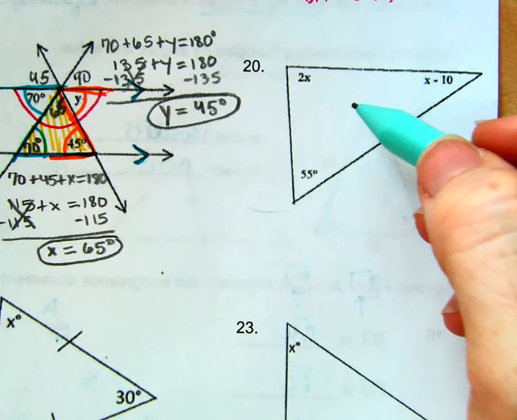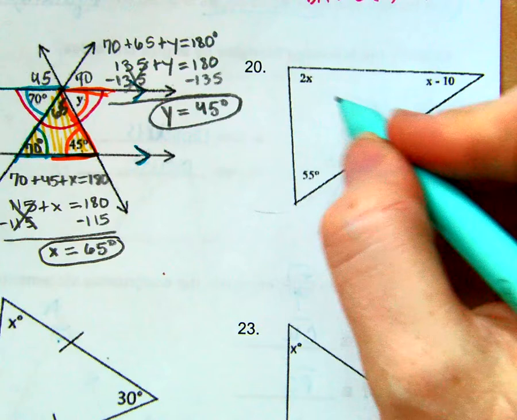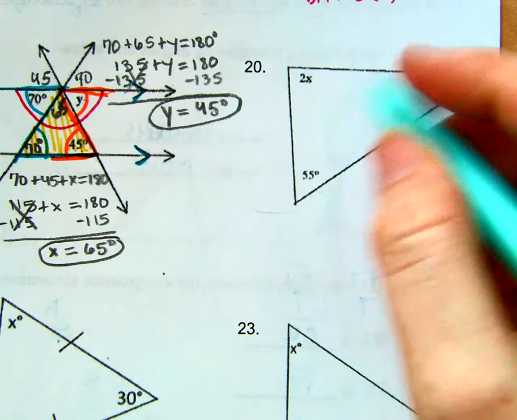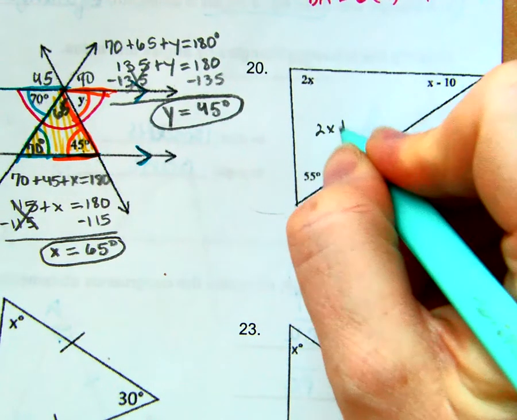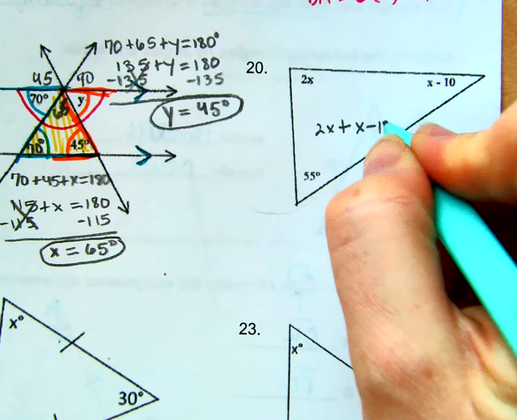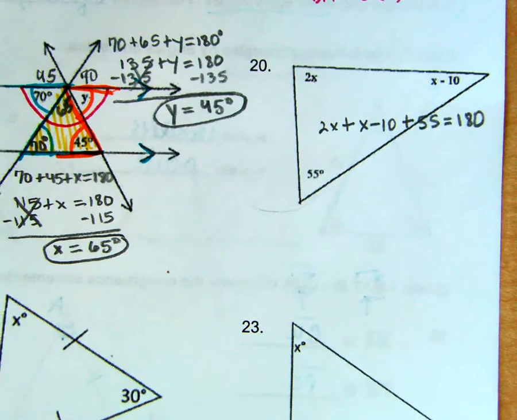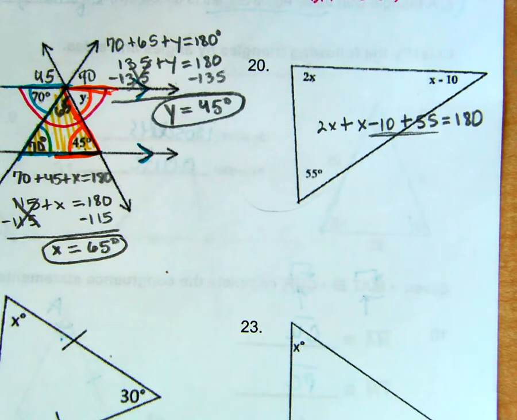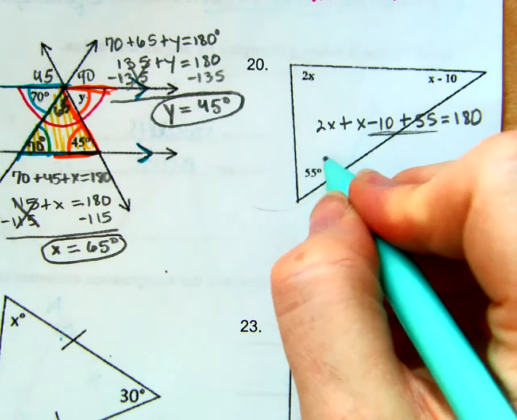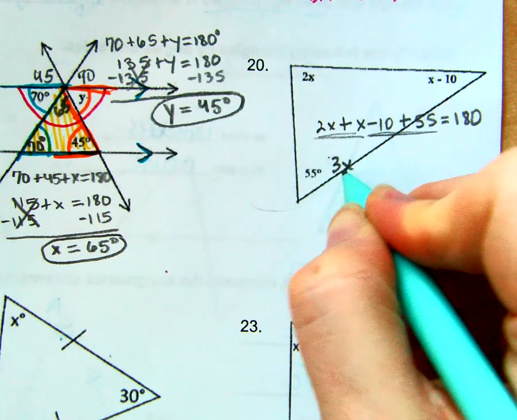It has 3 interior angles. I can combine them and set them equal to 180. So if I add all of this, I would say 2x plus x minus 10 plus 55 has to be 180. I want to be careful here and note that this is negative 10 plus 55. I'm also going to combine 2x plus x and get 3x.